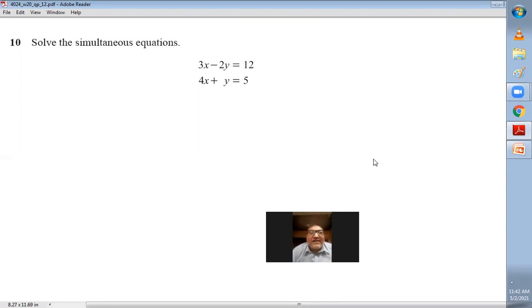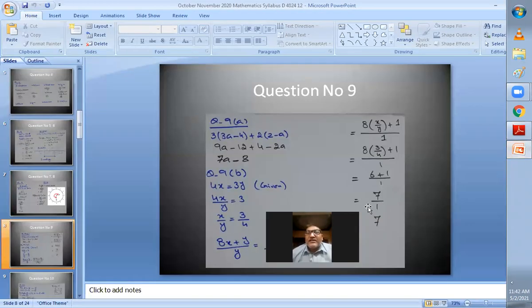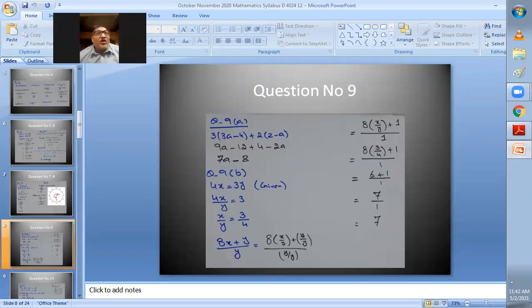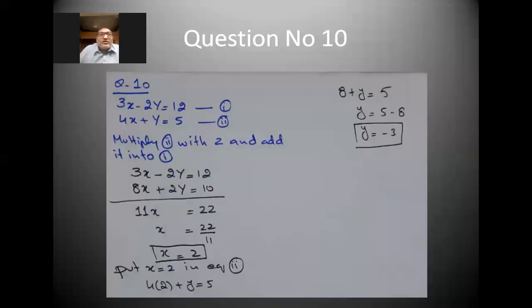Now when the y will be the same in both the first equation and the second equation, I will simply add them. So the y will be cancelled and you will be only left with the x in the equation. And this is how you will find the value of x. Let me show you the working. It's a very famous question. Simultaneous equations always come in the paper and it is normally of 3 marks. So it's very important to know how to solve simultaneous equations. You see, 3x minus 2y equals 12, 4x plus y equals 5. The first one is equation number 1.